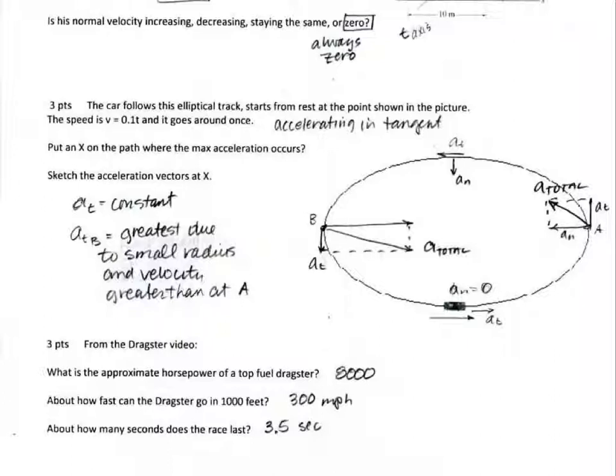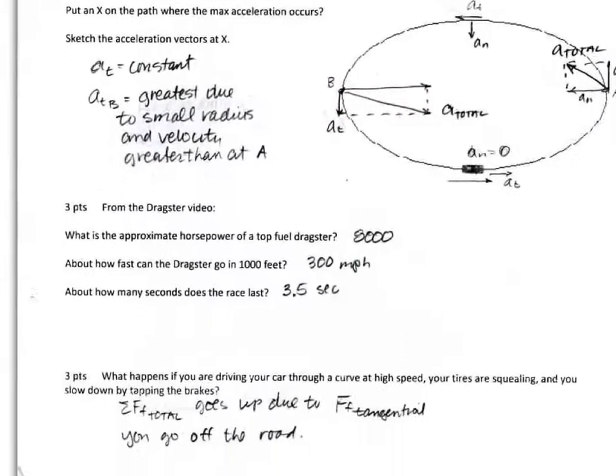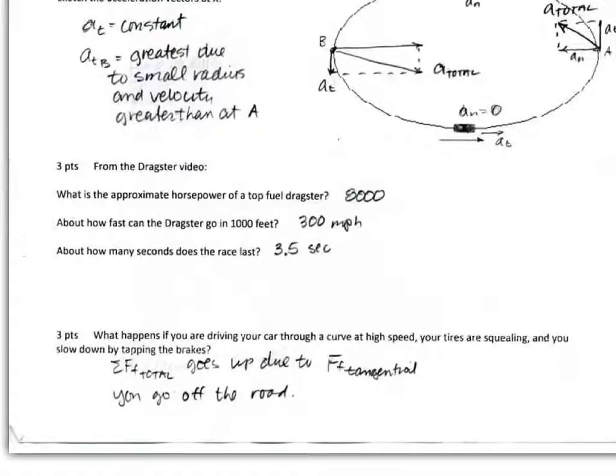But the normal acceleration is going to be larger where you have a smaller radius, and over here it's the same radius as over here, but because the speed, the tangential velocity, is much larger, that will give a much greater normal component, which means that the a total will be much bigger.